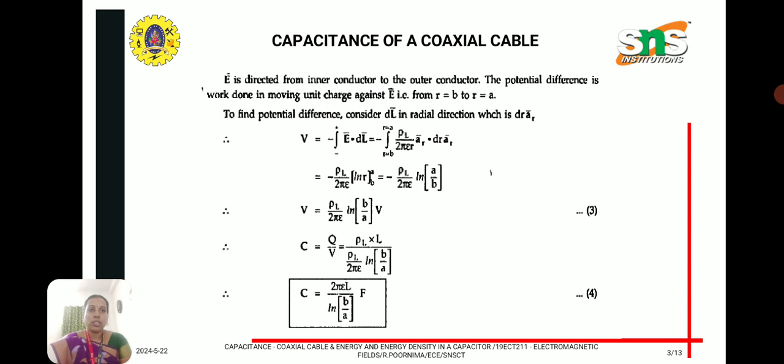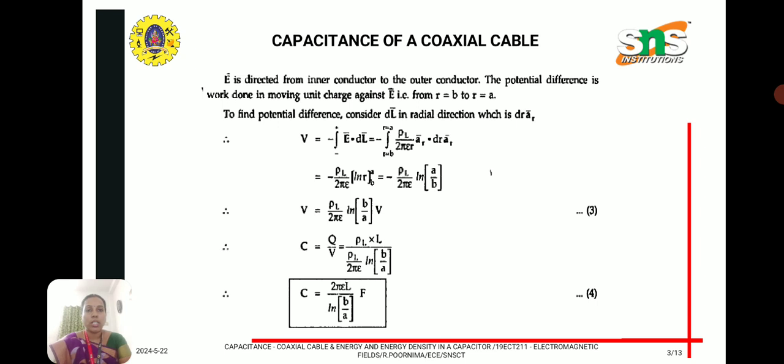Now we calculate the potential difference between the two conductors. V equals minus integral E dot dl, with limits b and a. Substituting the electric field value, and dl is replaced with dr in the a r direction, because the electric field is directed in the radial direction. Solving the integration, 1 by r is the integral, and the remaining terms are constant.